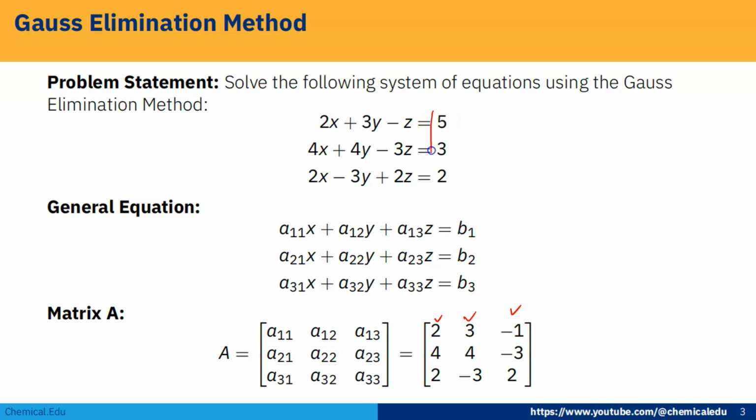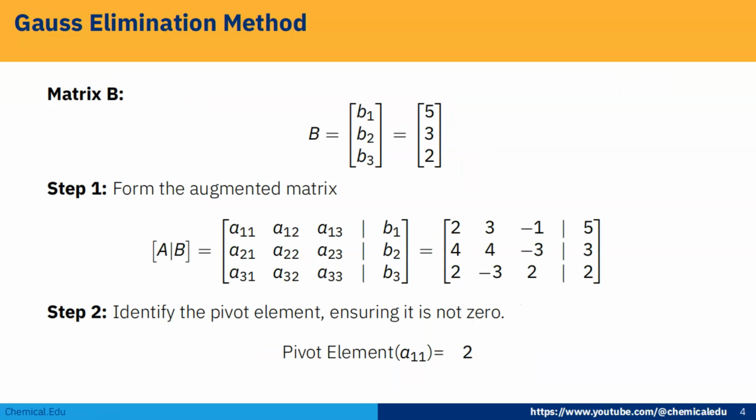Now this 5, 3, 2 is a column matrix, or we can say a constant matrix, which we write as B. So matrix B is nothing but b1, b2, b3, equal to 5, 3, 2. After that we have to form the augmented matrix. The augmented matrix is formed by writing the A and B matrices side by side. This is the A matrix and this is the B matrix. Now we can form the augmented matrix.